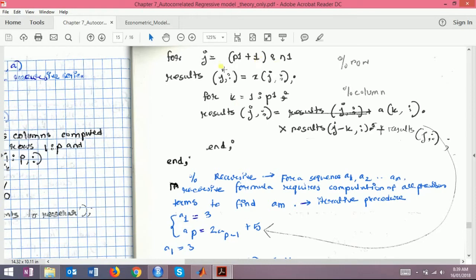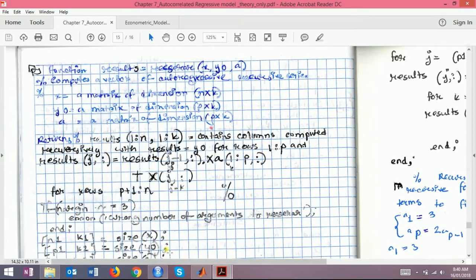Now this is where the recursion is happening. From p plus 1, in results you'll have x, j rows, all columns. For k equals 1 to p1, so there are two for loops here. For j, first of all you're fixing the rows, that this will be the size of the rows, and now you're fixing the columns, 1 to p1, j rows, all columns will have a, k rows, all columns, because this is the equation we're following.